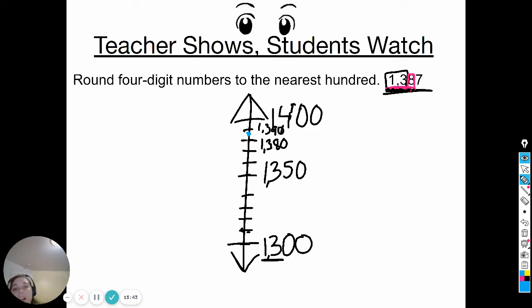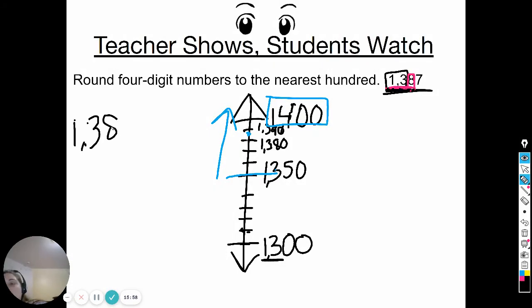I notice that that's above my halfway point. If it's above my halfway, I round up. So I'm going to round up to the top number, which is 1,400. So 1,387 rounds to 1,400.